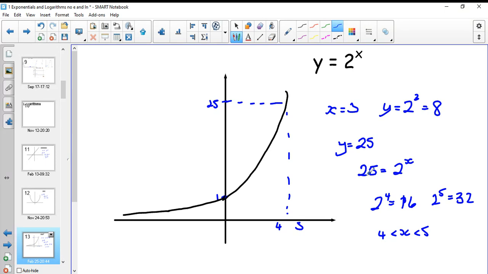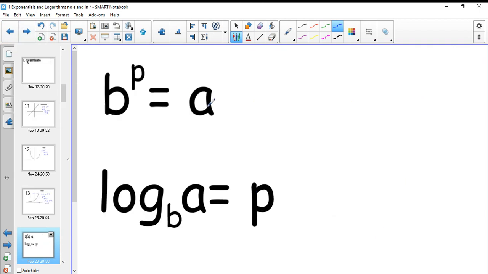So a logarithm is an inverse operation of an exponential. So I'm going to show you now how we would rearrange this using logarithm form, and eventually I'll show you how to get that answer off your calculator. So we start off with this. This is exponential form, and this is logarithm form.